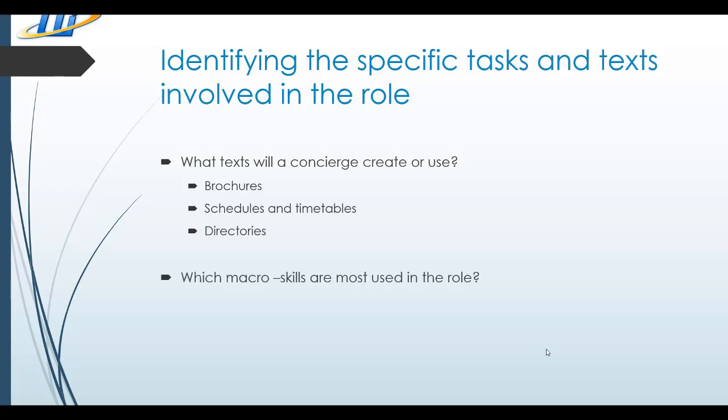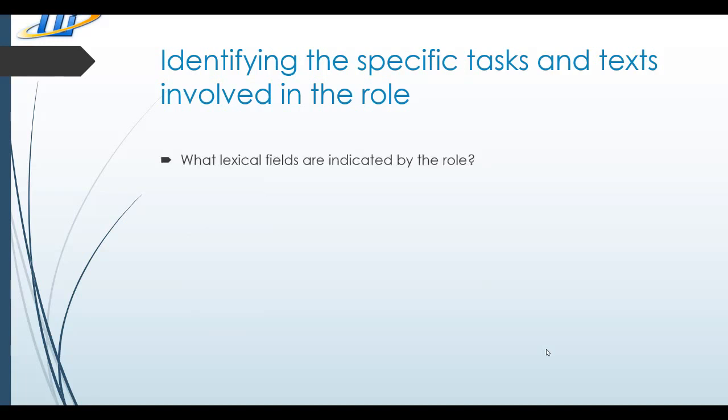What kinds of texts will a concierge create or use? We've got brochures, schedules and timetables, and also directories. And let's have a look at some of the macro skills that are most used in this role. We've got listening and speaking. And finally, what lexical fields are indicated by the role? So topical areas introducing specific vocabulary will introduce hotel services, entertainment, recreation facilities, restaurants, transport, sightseeing and luggage.